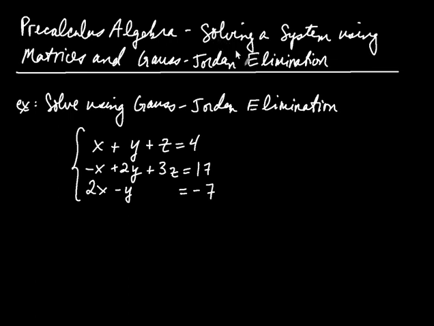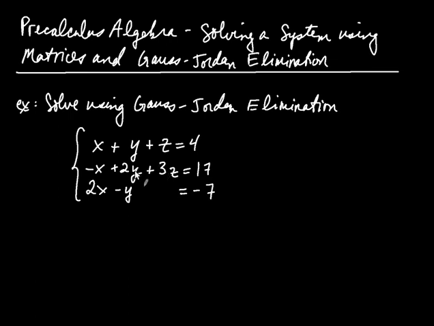In this precalculus algebra video, we're going to solve a linear system using matrices and what's called Gauss-Jordan elimination. Okay, so let's do an example. Solve using Gauss-Jordan elimination. So first of all, this is a linear system, and what we're going to do to begin with is we're going to put this in matrix form.